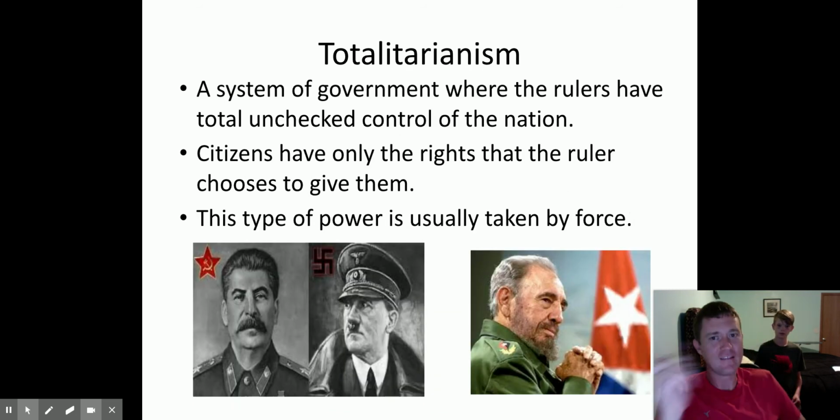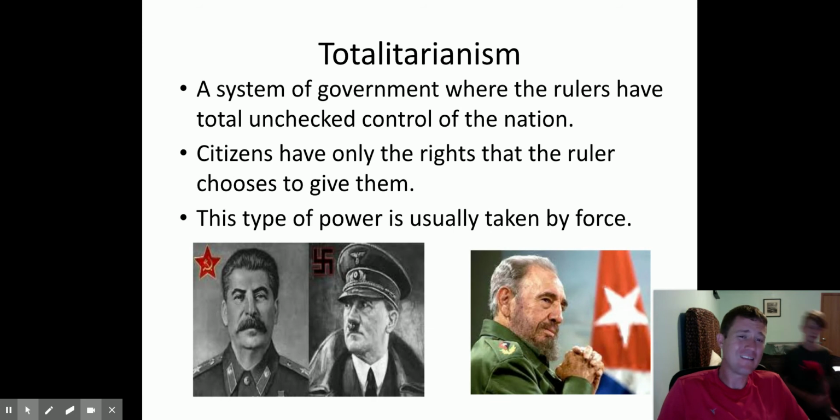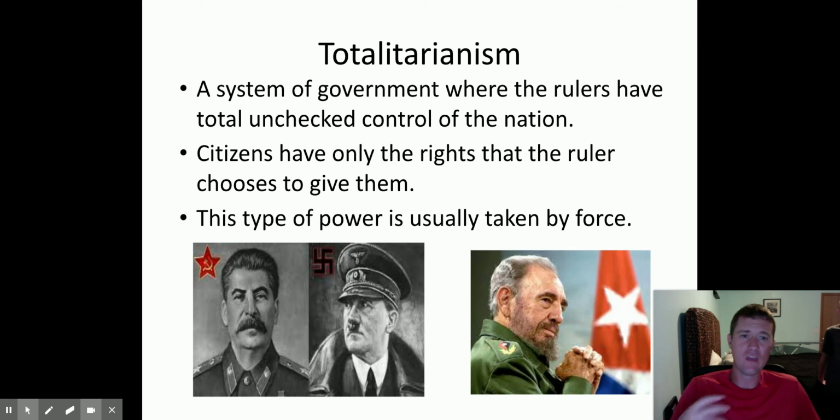Moving on, totalitarianism. Totalitarianism is an umbrella for lots of governments. It's a system where governments and rulers have complete, unchecked powers over the nation. They have complete power. Government has complete control. Citizens have very little rights. They only have the rights the leaders give to them. And a lot of times totalitarian governments take it by force.